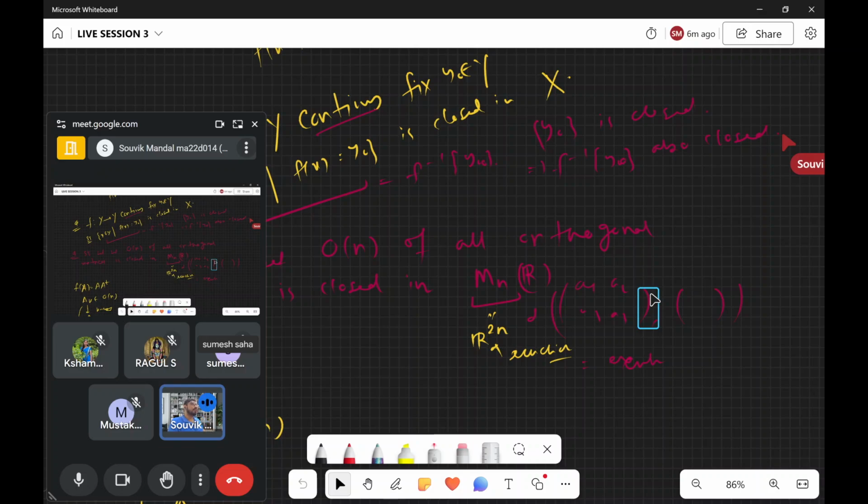Understand this? So all the time you don't need the sequence argument. For the second question itself, this set of orthogonal matrices is nothing but f inverse of I, the inverse image of a closed singleton set. Directly you can conclude that the set of orthogonal matrices is closed. You understand my point? Yes.